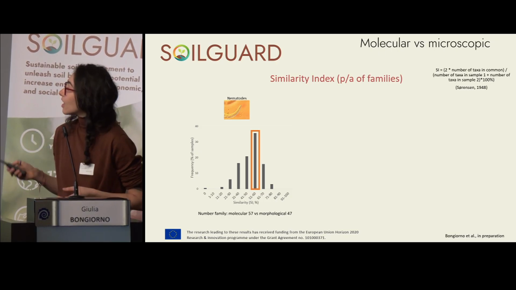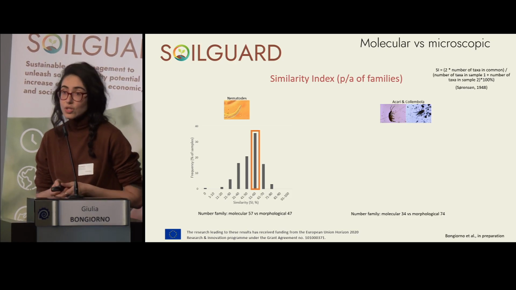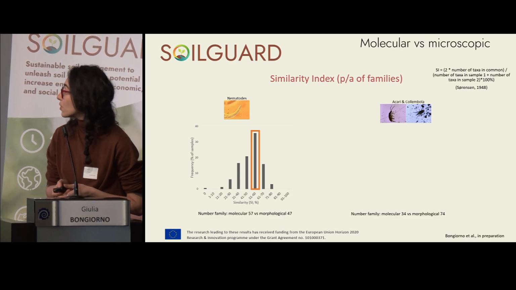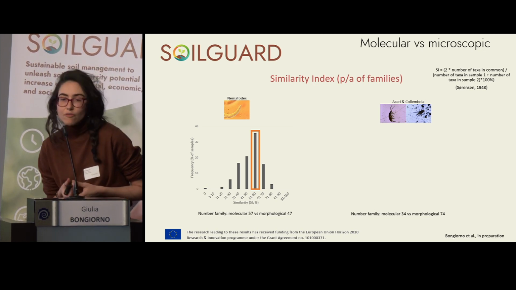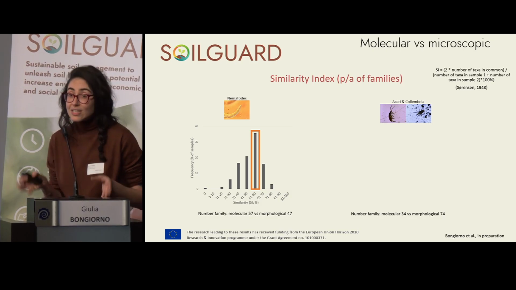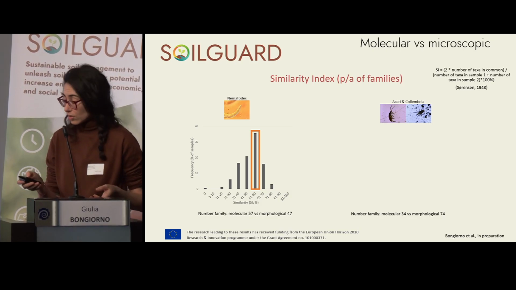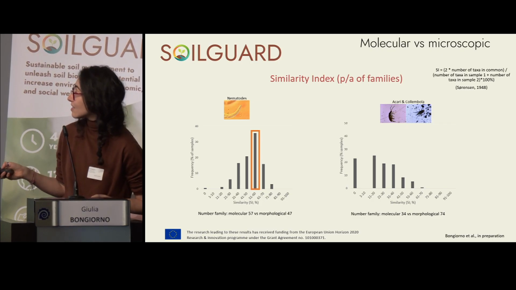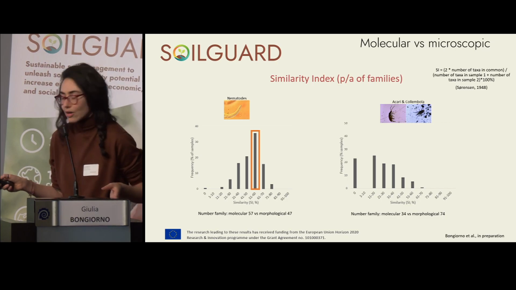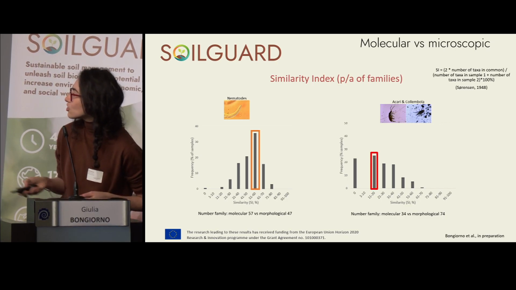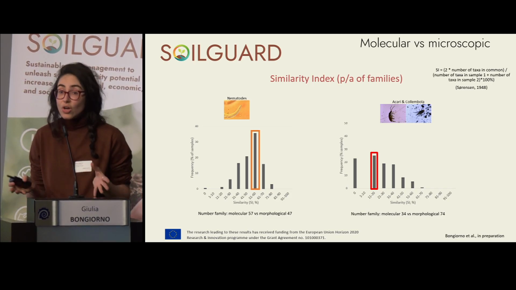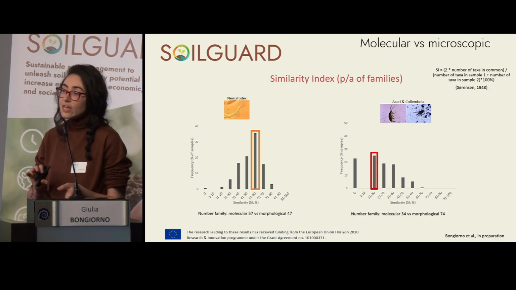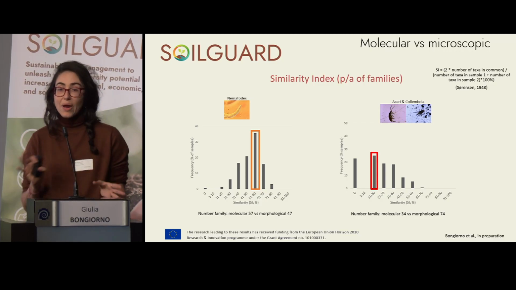But when we look at Acari and Collembola, which are a mesofauna group, microarthropods, the number of families that we found with the molecular method was 34, versus 74 families found with the morphological. So already there we see quite a discrepancy between the two methods, and the similarity index was actually much lower, with quite a lot of samples not being similar at all, and the highest percentage of samples between 11 to 20% similarity between the two methods. So we can already see that for some organisms, the two methods compare quite differently.